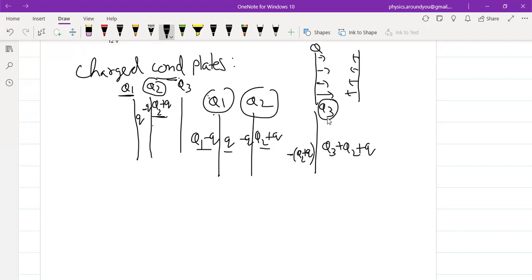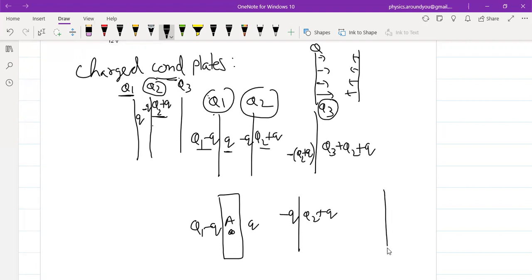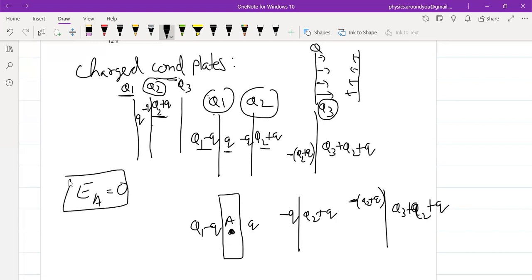With this, I can determine the value of Q. How? By looking at one point inside this first sheet. Let me call that point A. Now see that point A is located inside a conductor. So the field at A should be zero. That is how we have defined a conductor. There can't be electric field inside the conductor.